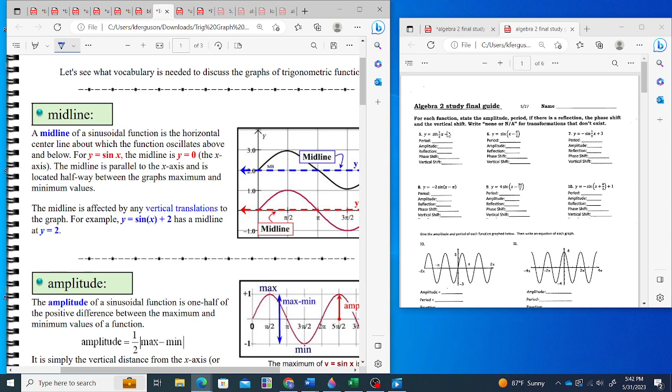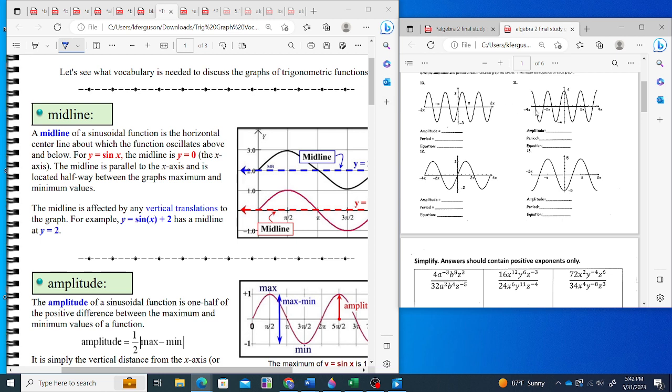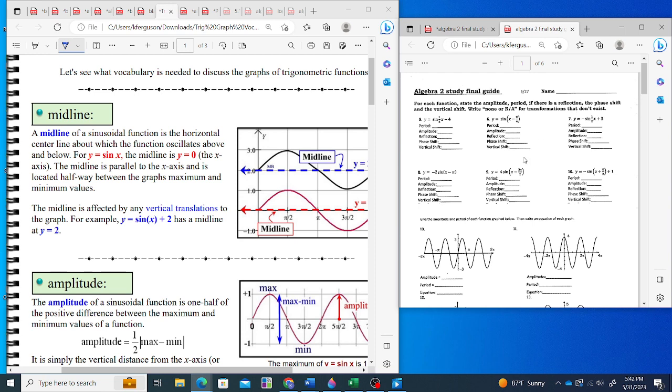So, we've got those pesky equations that we need to break down into amplitude, period, phase shift, vertical shift, reflection or not. And then we also have those graphs that we need to pull out the amplitude, find the period, and then write the equation for. So those two things kind of go hand in hand. We're doing a lot of the same things for it. So let's just make sure we define a couple of these terms and then think about what you want to put on your note card.